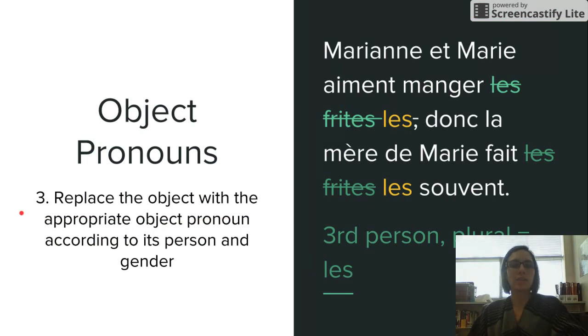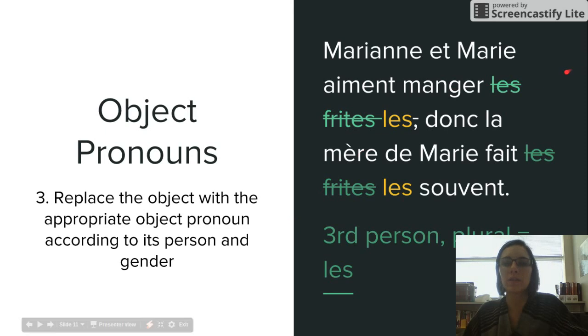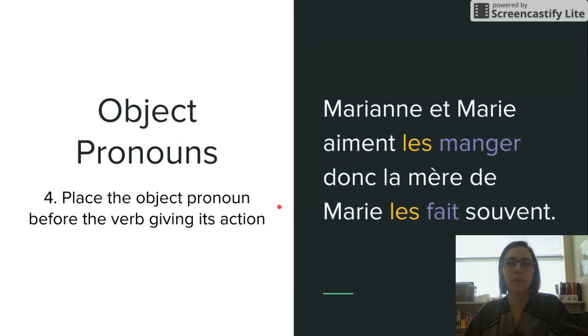And then our third and last step is to replace the object with the appropriate object pronoun according to its position and its person and its gender, okay? So we identify that the objects are les frites in both parts. We can replace that with les. And so then we place the object pronoun before the verb, giving it its action.